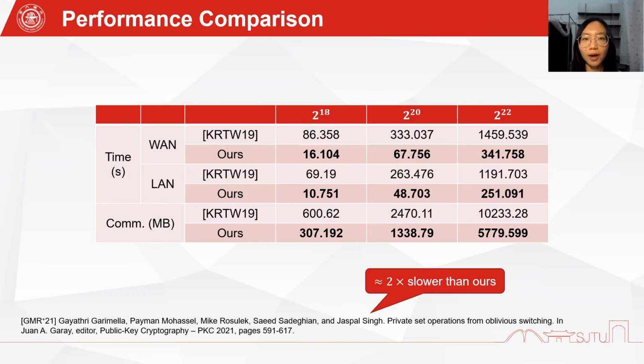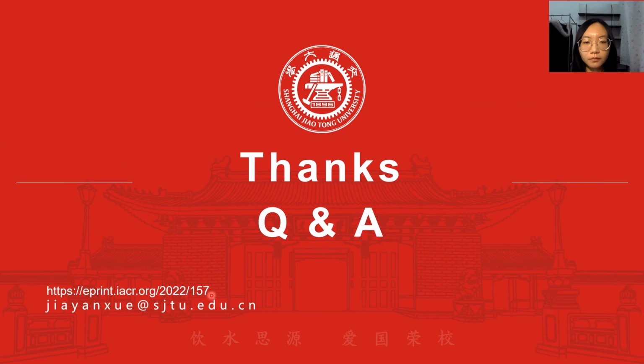Last, we compare our protocol with KRTW19. We can see that for large datasets, we can achieve a 4 to 5 times improvement in runtime. As for the communication, we can save 15%. The work by Garimella et al. is a concurrent and independent work. They also achieve an improvement over KRTW19, but because they also use repetitive polynomial interpolations, their protocol is about 2 times slower than ours. This link refers to the full version of our paper.